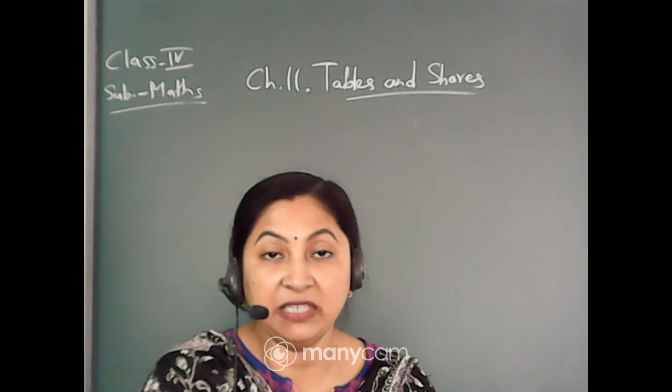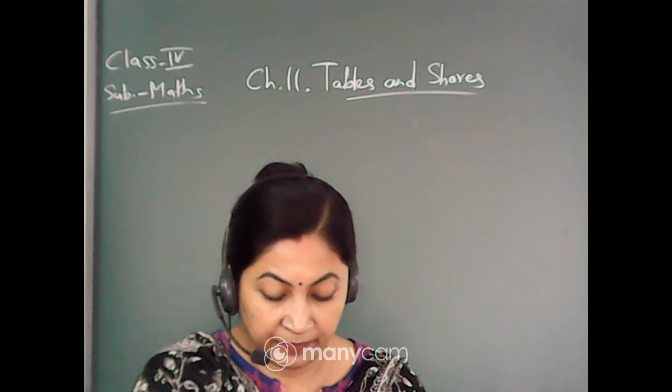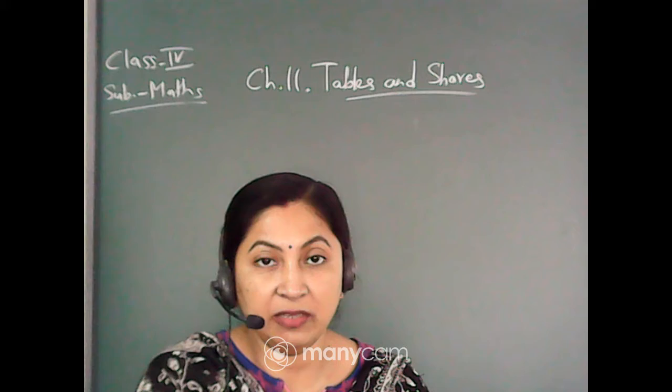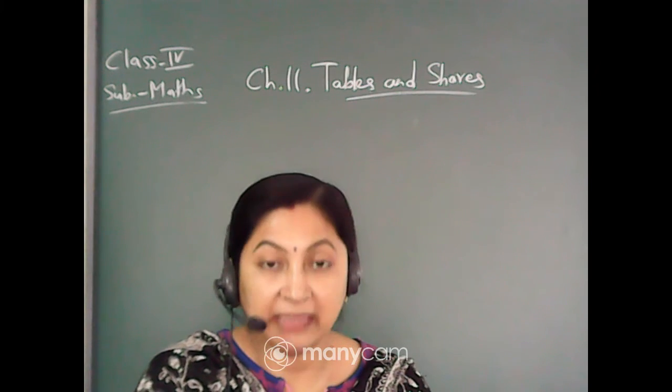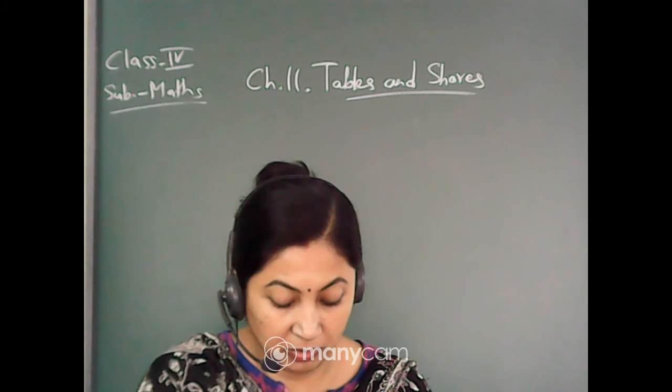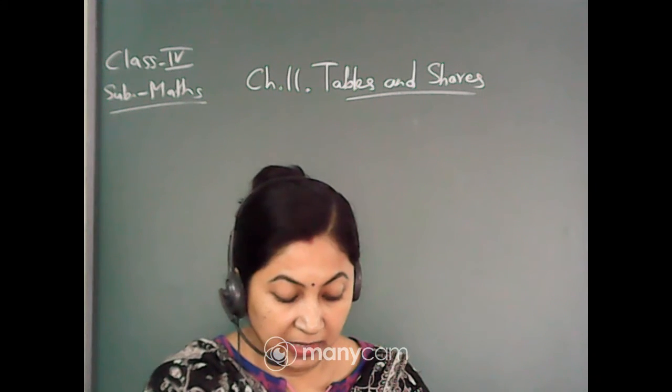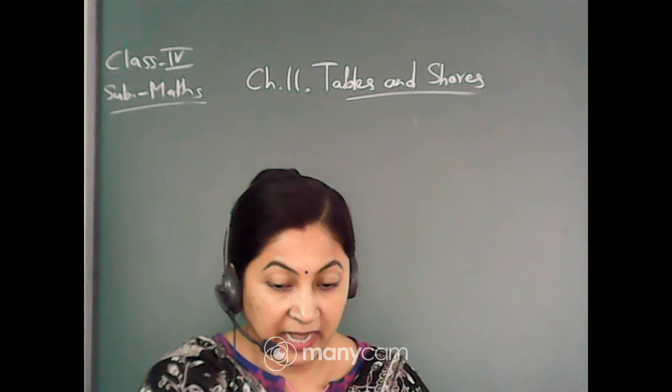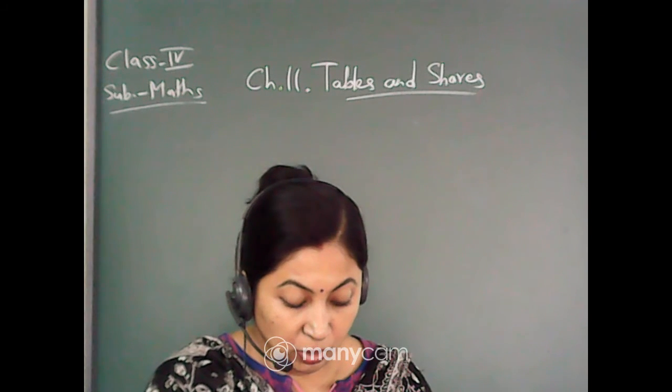7 eights are 56. Eighth box 56. 7 nines are 63. So ninth box 63. And 7 tens are 70. In the last box it is 70. Okay. So this way you will complete the table of 7. Now after that one more question is given.